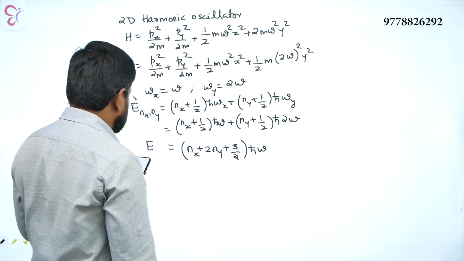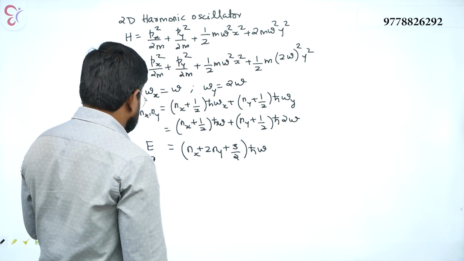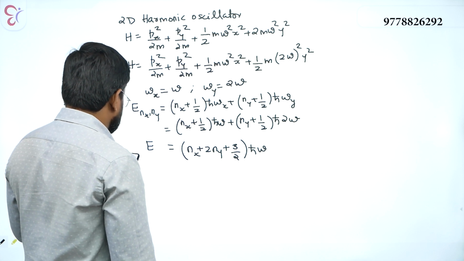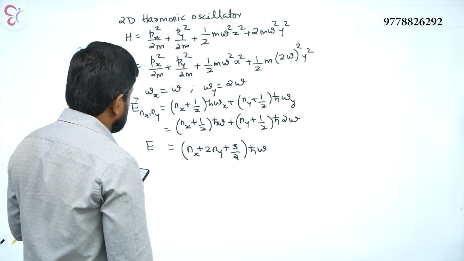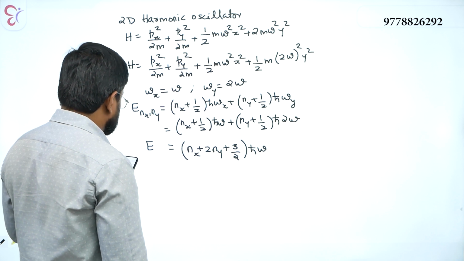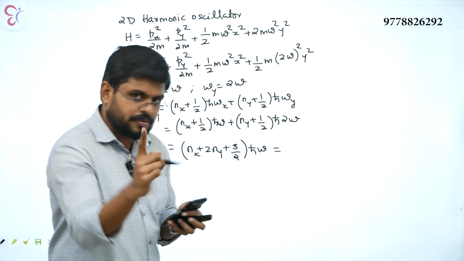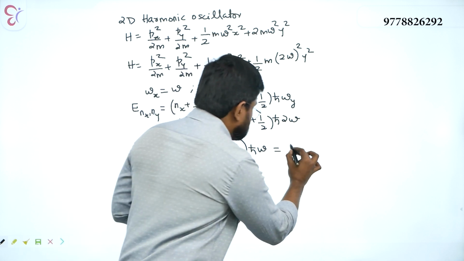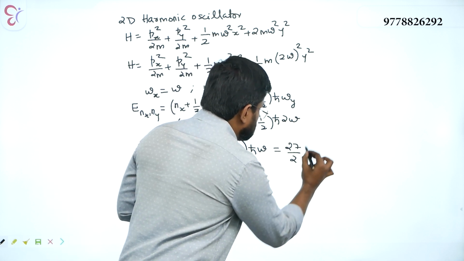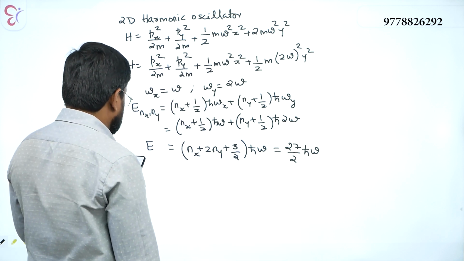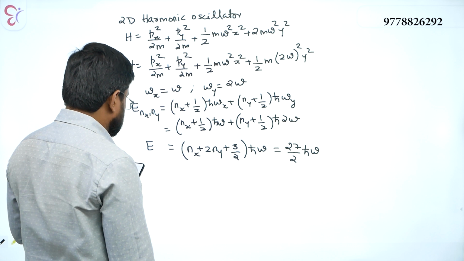So it is nx plus 2ny plus 3 by 2 h cross omega. Nx plus 2ny plus 3 by 2 h cross omega. What is this energy? This energy is given. They have given it. What is that energy? It is 27 by 2 h cross omega. Isn't it? 27 by 2 h cross omega.